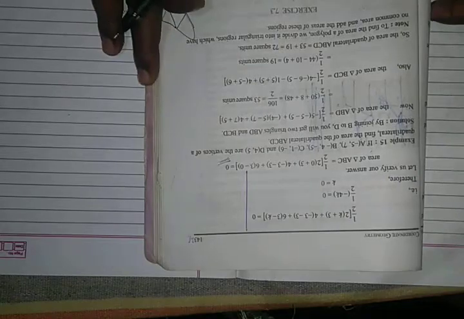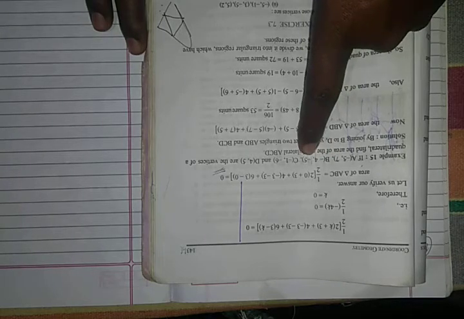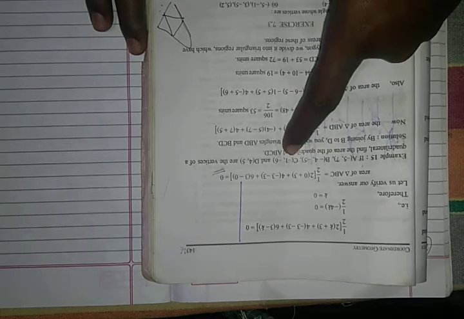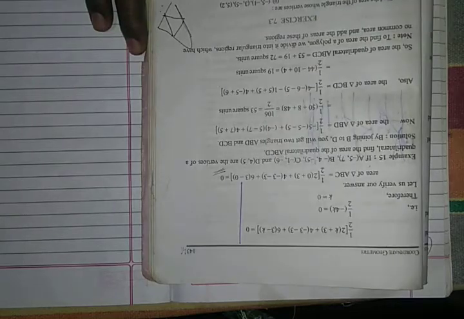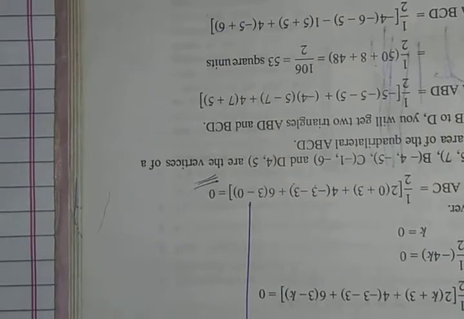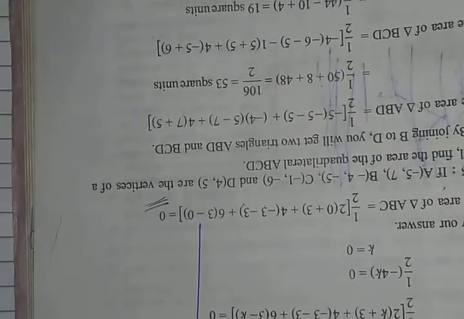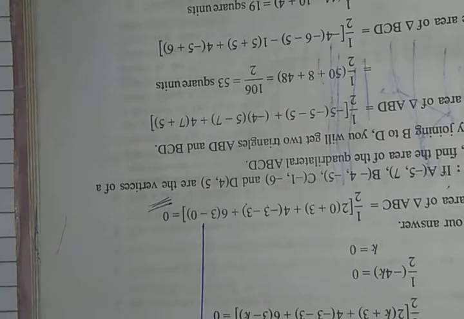Let us see. The next problem is example 15. See, example 15: if A is -5, 7, B is -4, -5, C is -1, -6, and D is 4, 5, and these are the vertices of a quadrilateral, find the area of the quadrilateral. So here it is not a triangle, it is a quadrilateral, so we have to first draw the quadrilateral and its vertices.